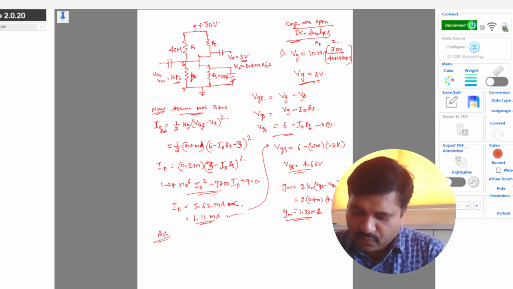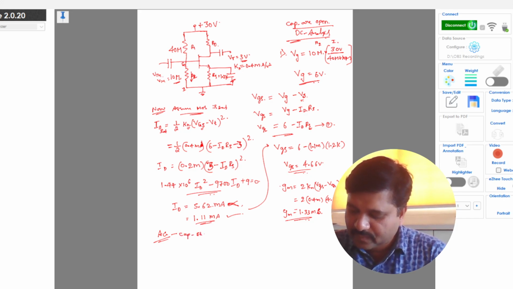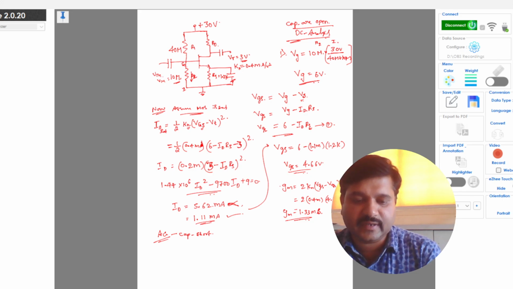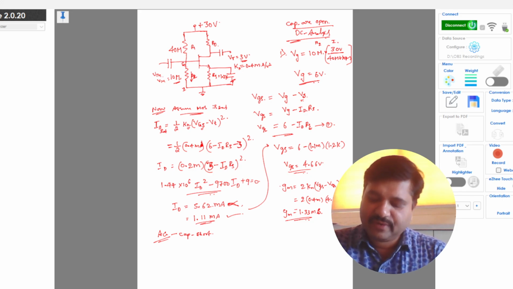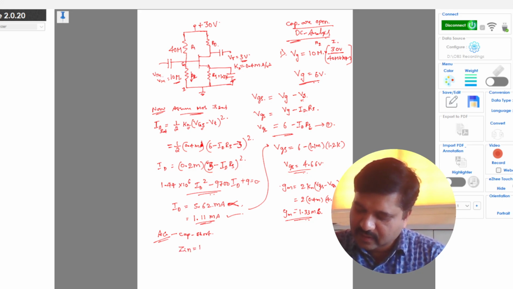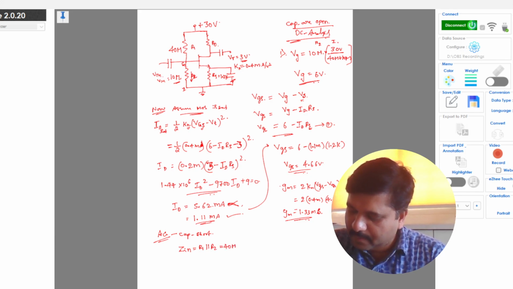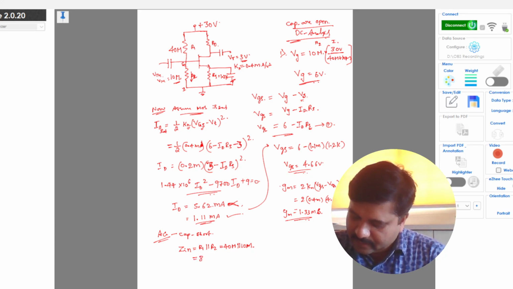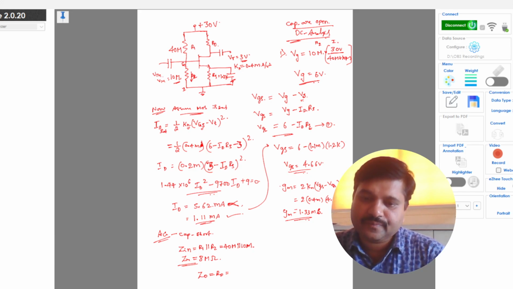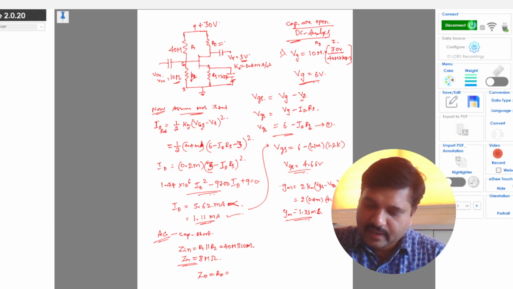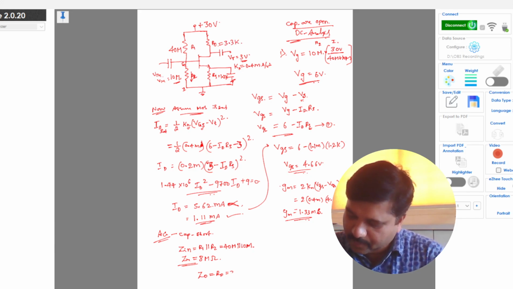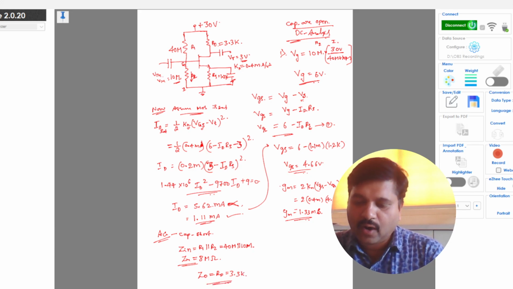Now when you do the AC analysis, the capacitors are short. The input impedance is R1 parallel with R2, which is 40 mega parallel with 10 mega. You will get Zin approximately 8 mega ohm. And Zo is nothing but RD. RD we have not been given, so take it as 3.3K. That itself will be the output impedance.